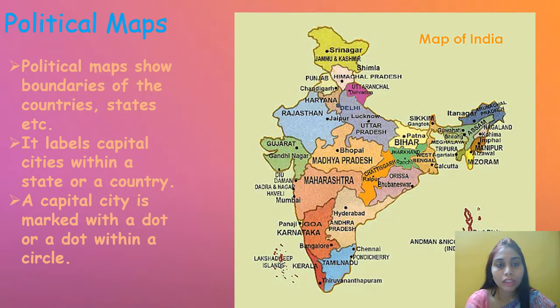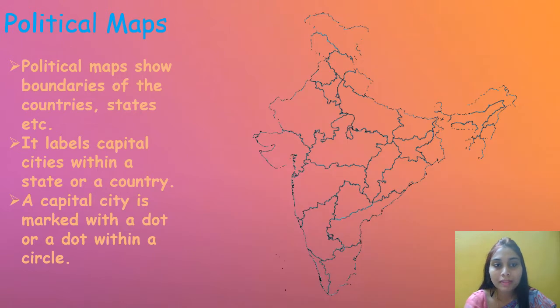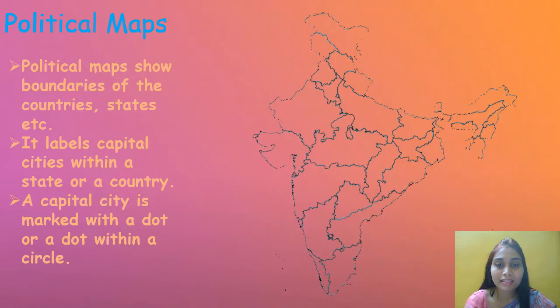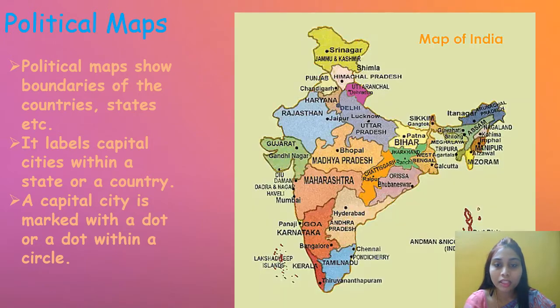Next, we'll learn about the political maps. Political maps show boundaries of countries and states. So they show the borders of various countries, states, cities, etc. They label capital cities within a state or a country. So each and every map labels the capital cities. How are these capital cities labeled? They are marked with a dot. They are either marked with a dot or a dot within a circle. So these are the two ways the political maps label the capital cities. Either just a dot or a dot within a circle.